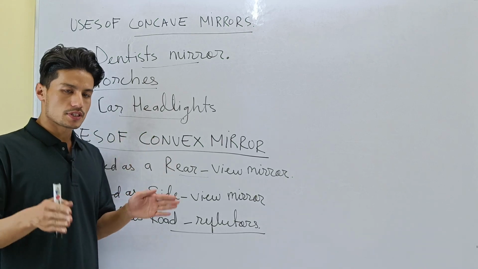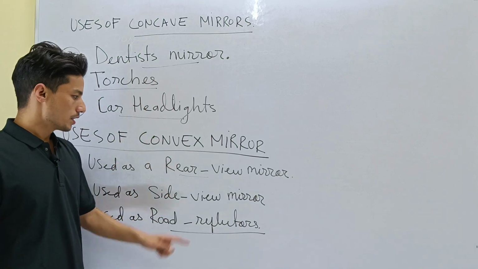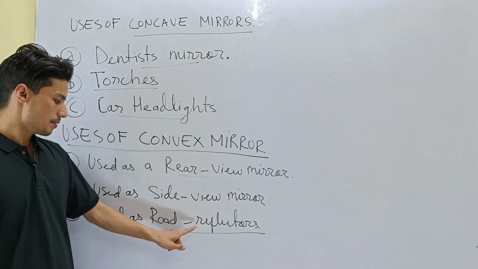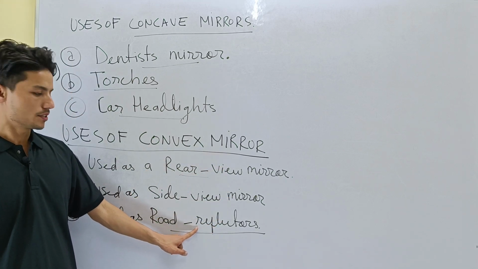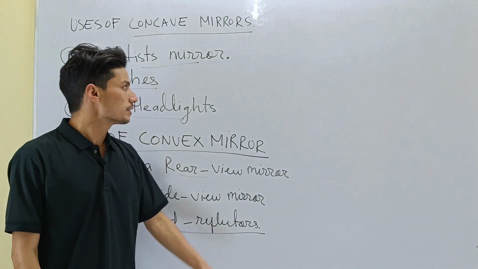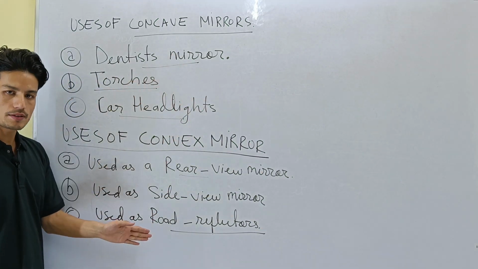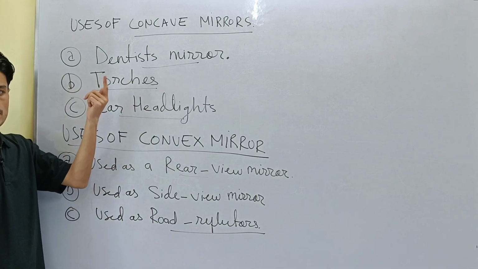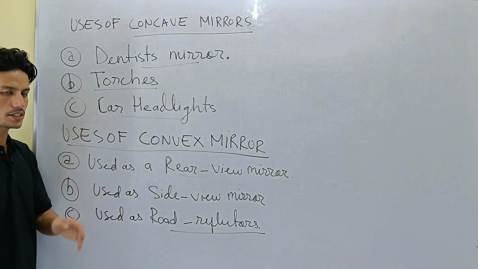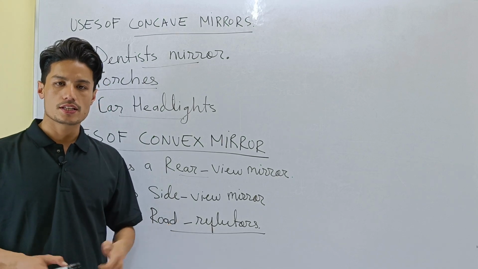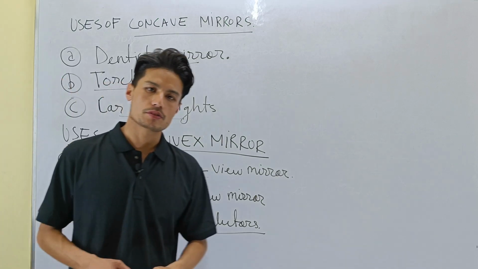Since convex mirrors give us a wider field of view, we use them as rear view mirrors, side view mirrors, and at the same time as road reflectors. All right, so these are the uses of both types of mirror. Important for your exam. In the exam, they may ask any one or any two, so at least you have to know 2 or 3. So that's it. I will end the video here today.